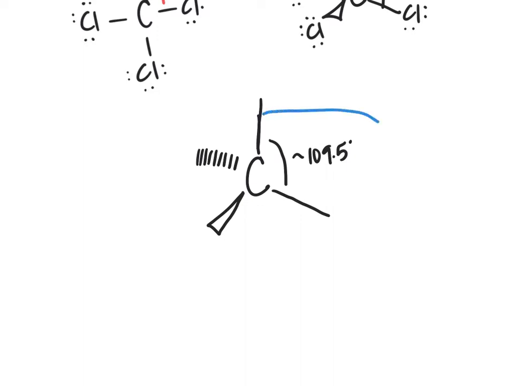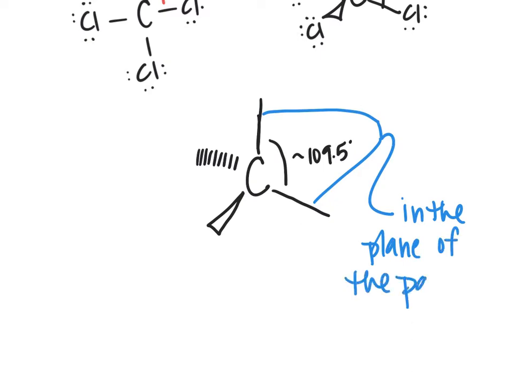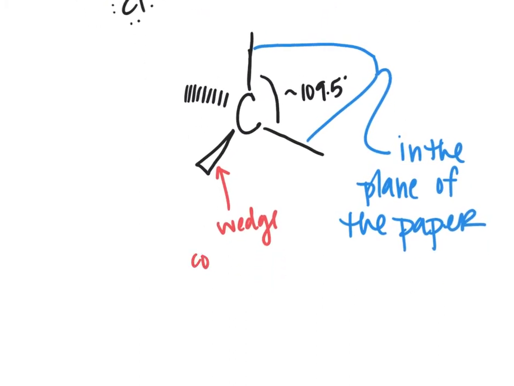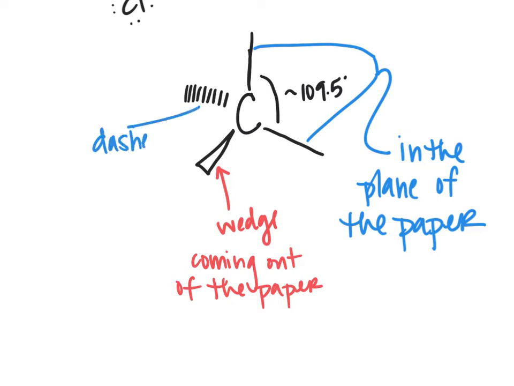So this line and this line are in the plane of the paper. Now, this piece here is called a wedge, and this means coming out of the paper. It means that it is in front of the paper, kind of pointing towards you. These dashes at the back are behind the paper, or the board that you're looking at.